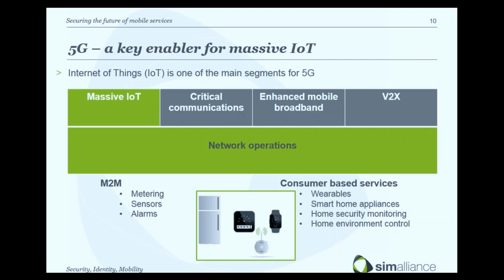One of the most important segments identified for 5G is massive IoT. The massive IoT segment is extremely broad, covering not just machine-to-machine, but consumer-based services too. It is likely to consist of an ecosystem of billions of potentially very low-cost devices, such as sensors or trackers. Typical use cases are highly varied and may include home appliances, some wearables, and machine-type communications including metering, sensors, and alarms.